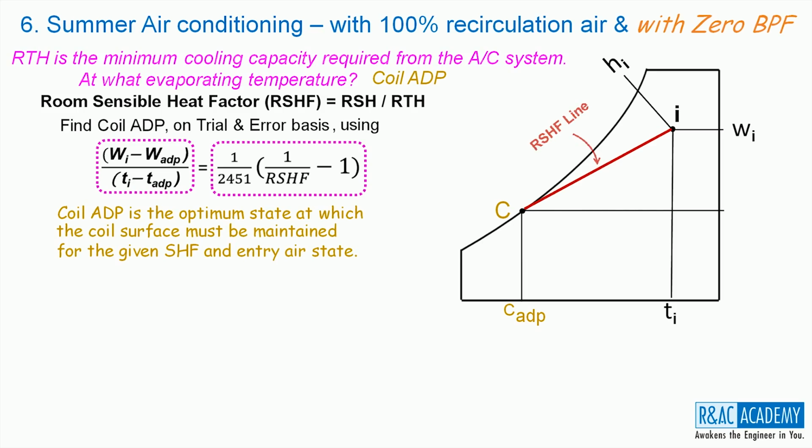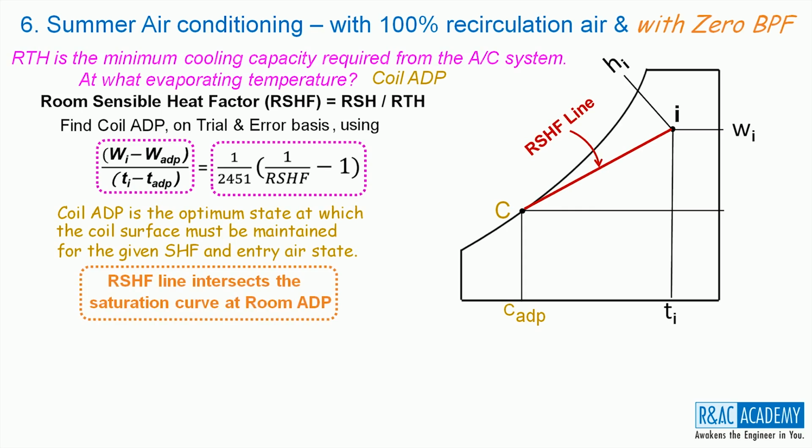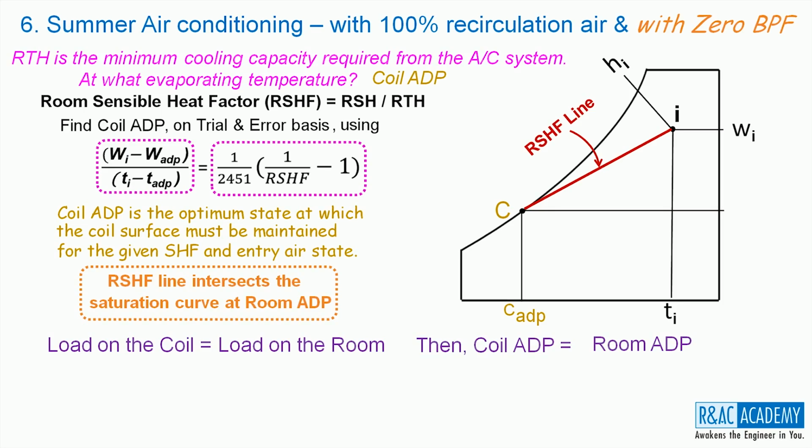The line joining I and C is called the RSHF line. The RSHF line intersects the saturation curve at room ADP. But we are calling the same as coil ADP. Then where do we get the room ADP located on the psychrometric chart? Here is the answer. Whenever the load on the coil is equal to the load on the room, then the coil ADP is equal to room ADP. Therefore, the location of room ADP and coil ADP will be the same in this case.